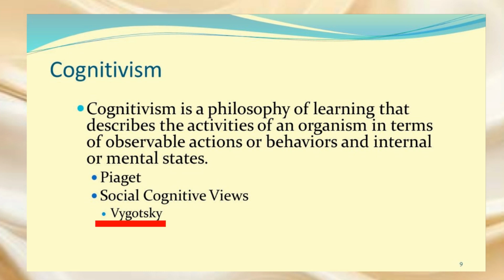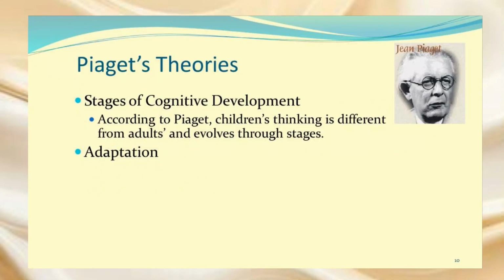Vygotsky, a Russian psychologist, stressed the social nature of language and learning and the important role that adults play in both. Piaget, a Swiss psychologist, stressed stages of cognitive development and the unique nature of children's thinking. Piaget concluded that children's thinking is qualitatively different from adults' thinking and that it evolves through a series of hierarchical stages.